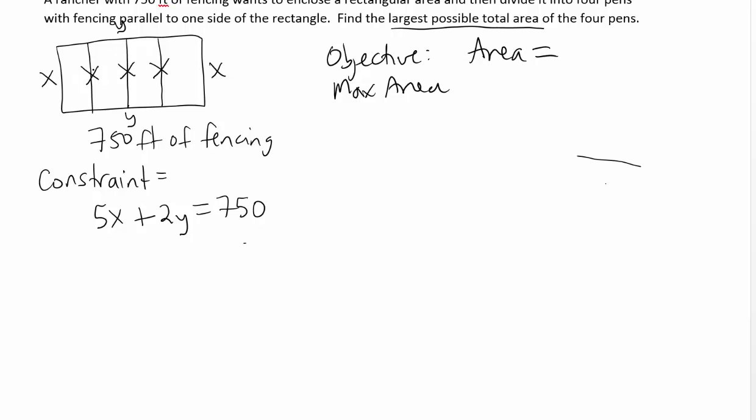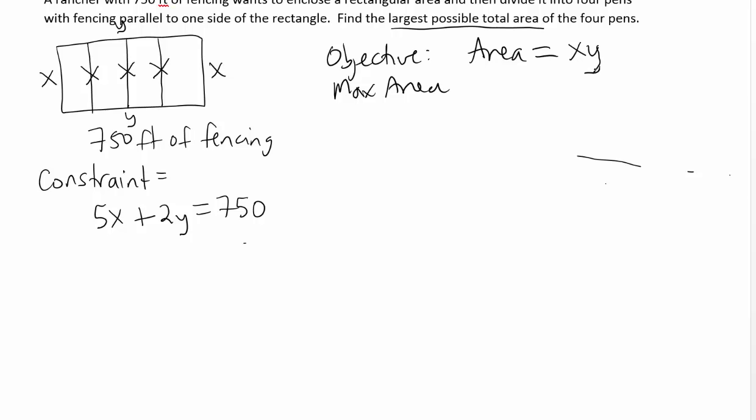So if I go back to my picture over here, this is just a basic rectangle. What would be the area of the entire space? Not just one of the pens, but all of the pens. Well, the area, since it's just a rectangle, would be this whole length times this whole width. So that's just y times x, or x times y. So my area function is a very simple x times y.